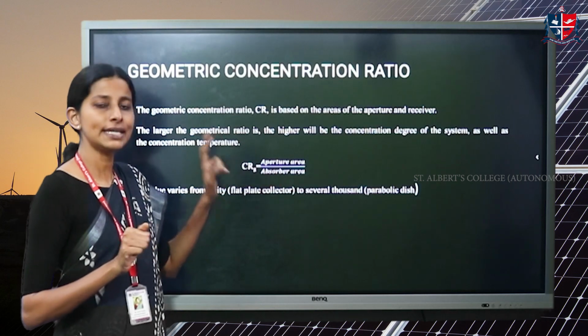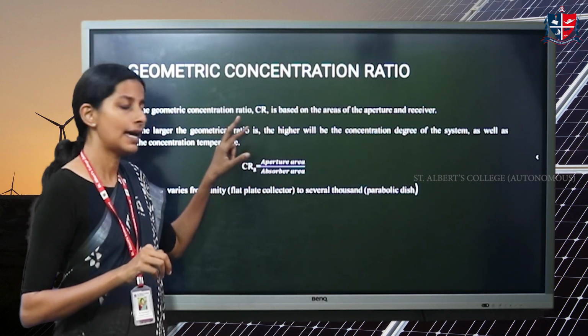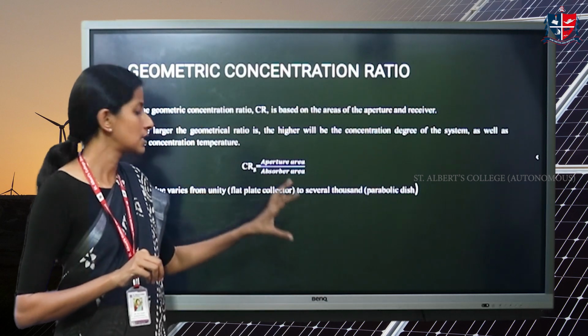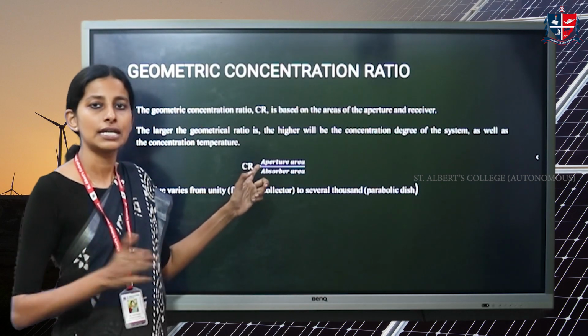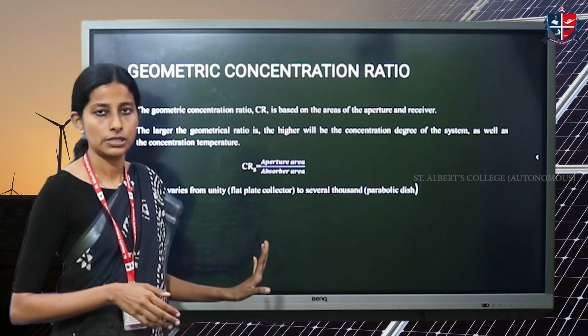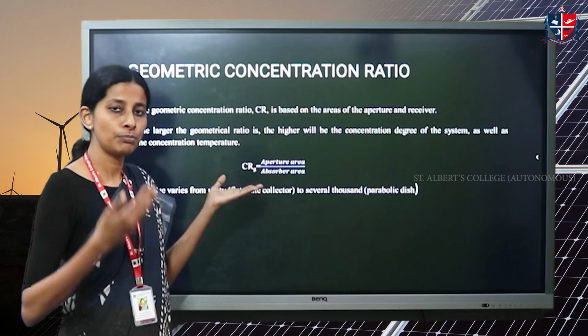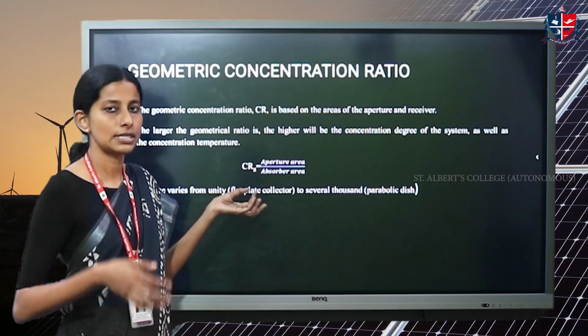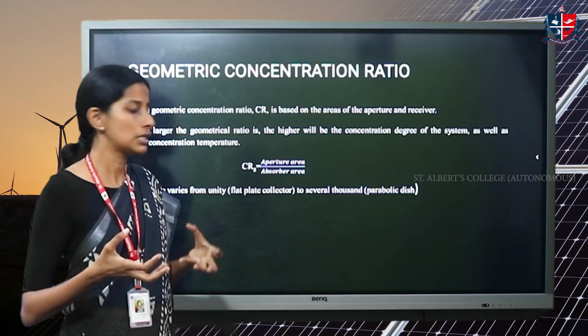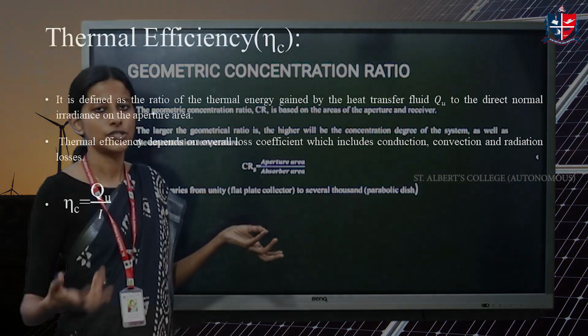So, we can say that aperture area by absorber area is the concentration ratio, and in a solar concentrator, this CR will always be greater than 1. Whereas for a non-concentrator, this will be equal to unity. There are different types of solar concentrators. As the complexity and the number of optics involved increases, the concentration ratio will naturally increase.